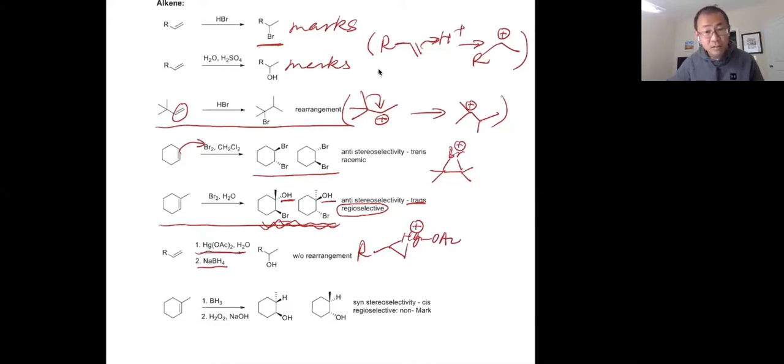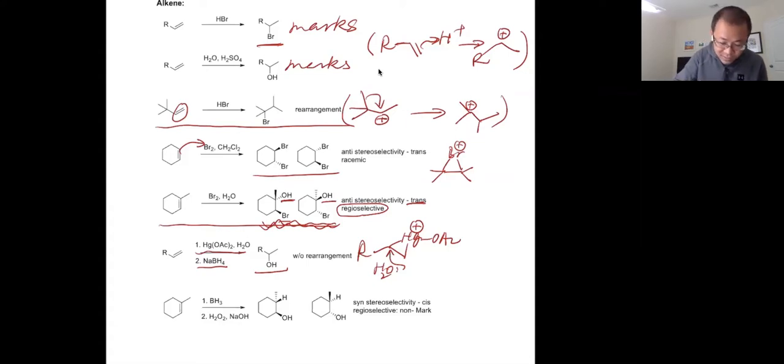And because of that, when water attacks to open this bridged ring, water attacks this carbon. So that means after you reduce the mercury, you get an alcohol, and this alcohol is also Markovnikov product. Why? Because the OH is added to the more substituted carbon, because that carbon has more carbocation character.